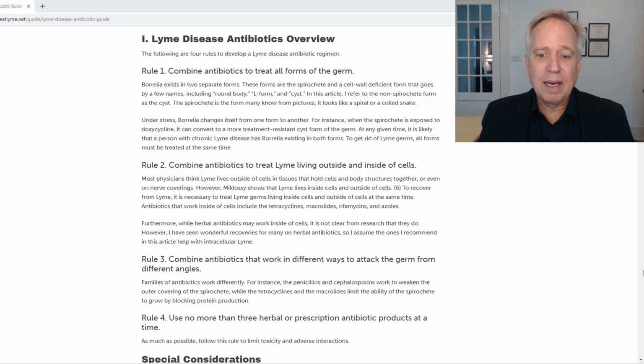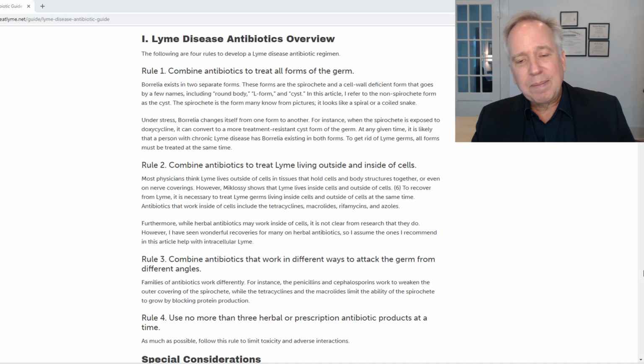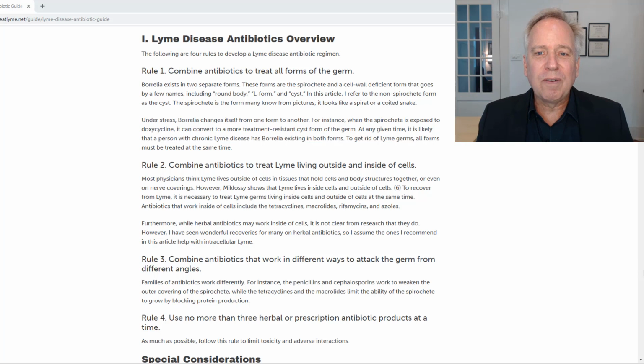Third thing is I like to combine antibiotics that work differently. So you work with things that don't do the same exact thing, but build on each other by having different mechanisms by which they work. And then rule 4, and sometimes I fudge this rule just a little bit, I try not to use more than 3 different herbal or prescription antibiotics at a time. The reason I have that general rule of thumb is that it's a way of decreasing the amount of toxicity in a person. So those are the principles I use in how I design a Lyme disease treatment.